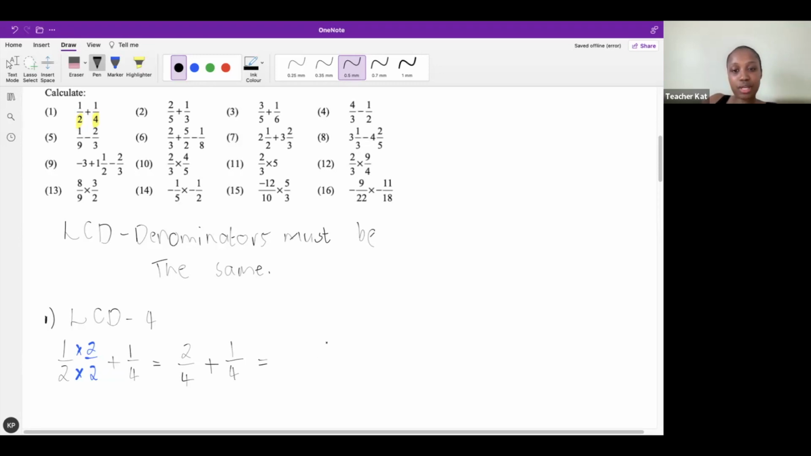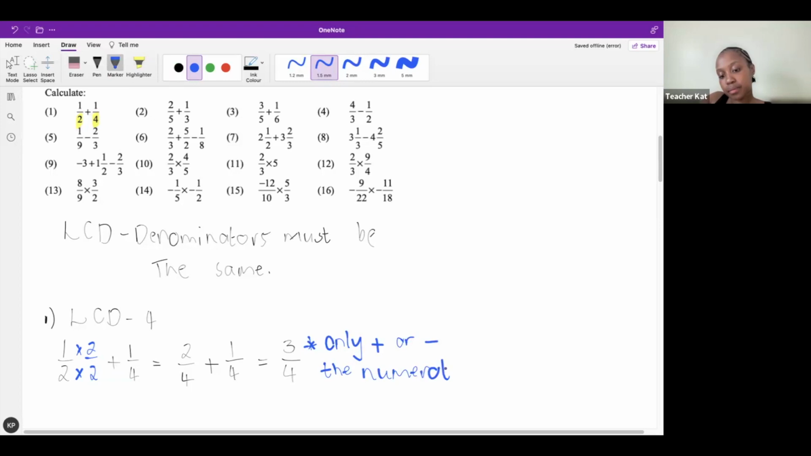8 over 3? I'm not sure how you got that. Yes, that's correct. The answer is 3 over 4. Remember, when adding or subtracting, we only add or subtract the numerators. The denominator stays the same. So we only add the numerators. Okay, so that was a fresh start.